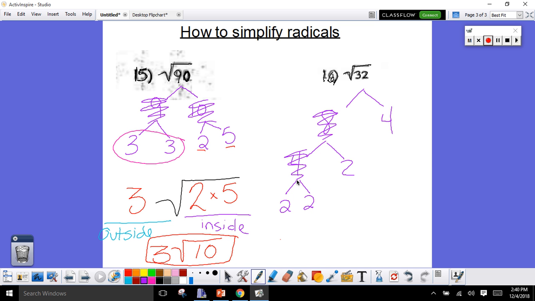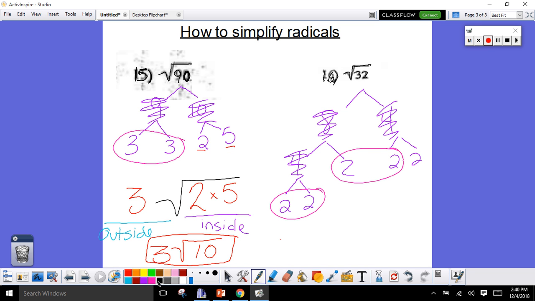Now that I'm done on the left side, I'm going to go to the right side. I can break down the 4 into 2 and 2, and I am done. So I draw a circle around my pairs so that I do not get confused. So I have one pair of 2's, I have another pair of 2's, and I'm left with 1 2.